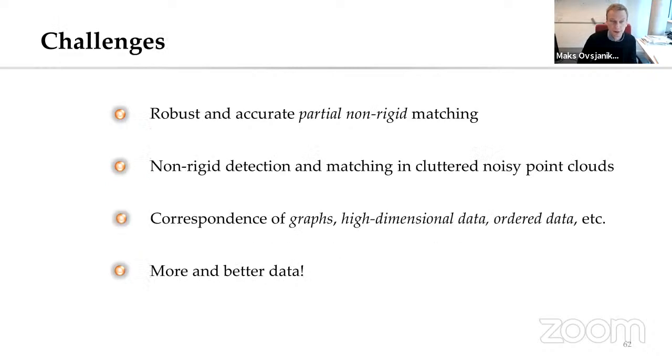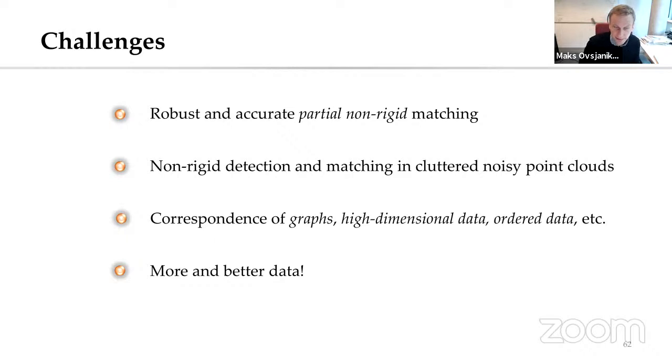And maybe as an invitation for the discussion, I also want to mention some challenges at the end. So I didn't talk at all about, for example, partial non-rigid matching. I know Emanuele's worked a lot on this, but I think there's a lot of work to be done still, and we are still far from getting something that's both robust and accurate for partial non-rigid matching, so matching not entire shapes, but only parts of shapes. Also, non-rigid correspondences in cluttered and noisy point clouds is something we're not very good at yet.